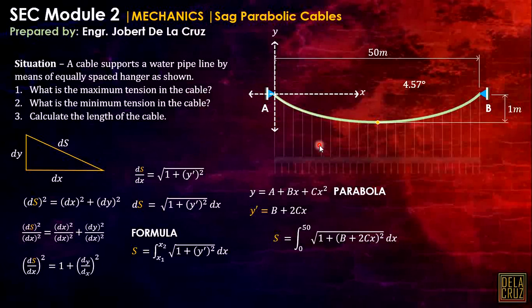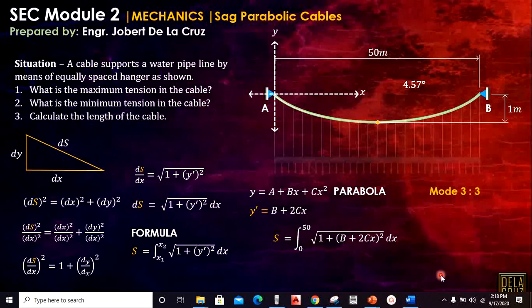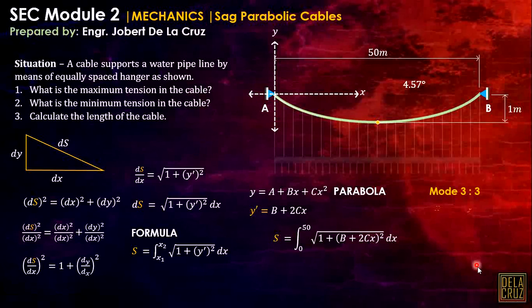Okay? Now, calculate natin yung b and c by mode 3, since that is a parabola. I will show you that. Pakita ko muna dito. Ang lalabas sa calculator is x and y. Now, when x is 0, our y, of course, from here is 0.